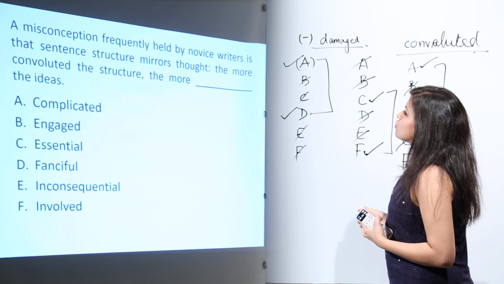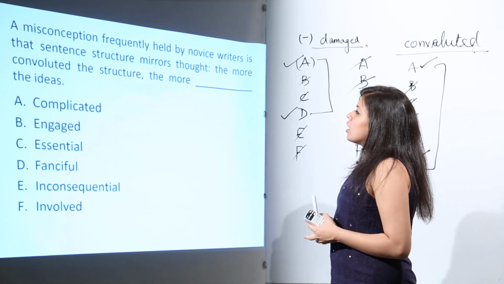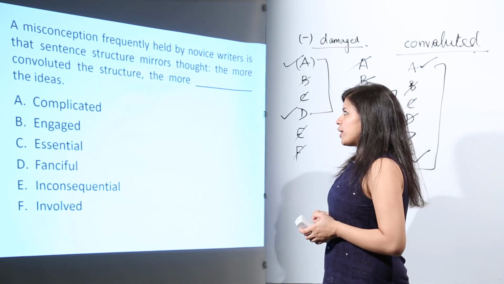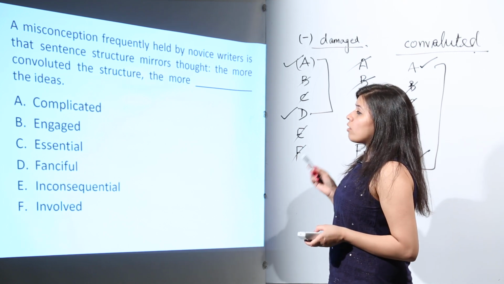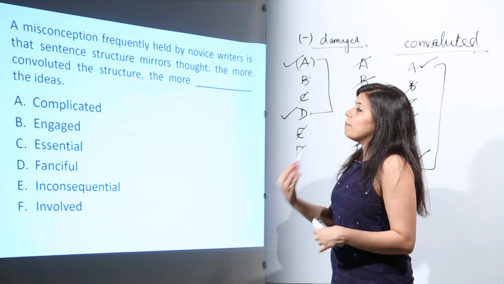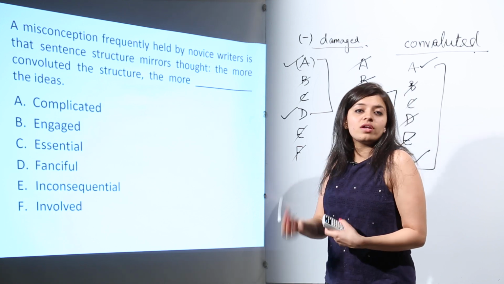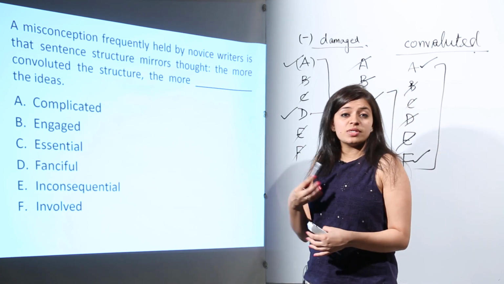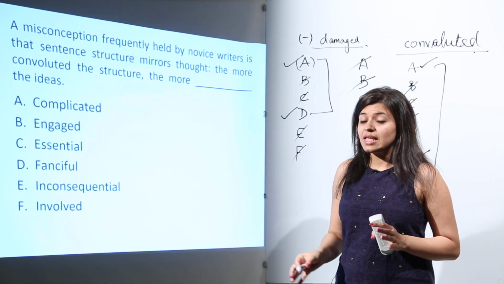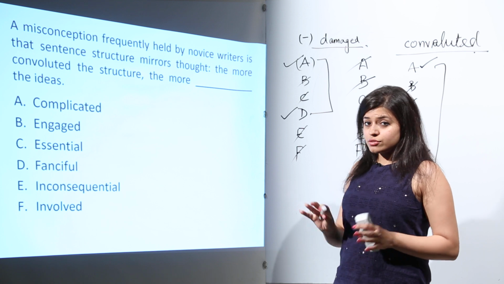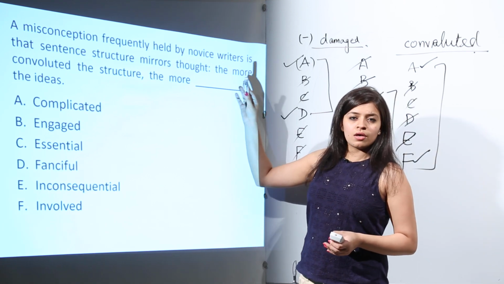Now let's put these two words into this sentence and see. A misconception frequently held by novice writers is that sentence structure mirrors thought. The more convoluted the structure, the more complicated the ideas or the more involved the ideas. So this is something that is a misconception. That means if the sentence is more convoluted, it does not mean that the ideas will be complicated. This is what just the novice writers thought.